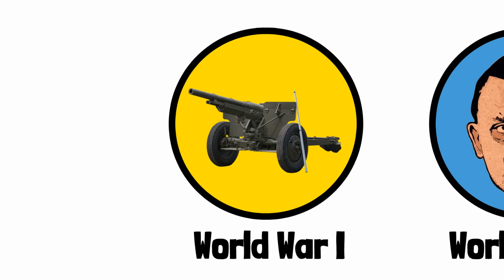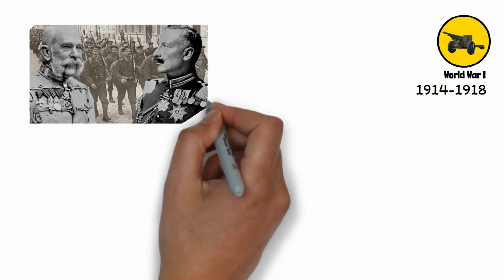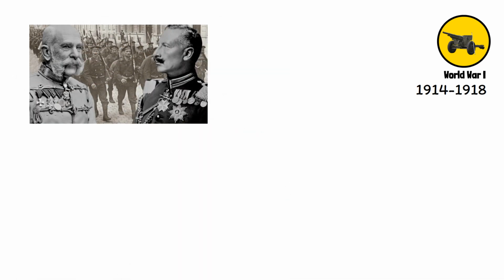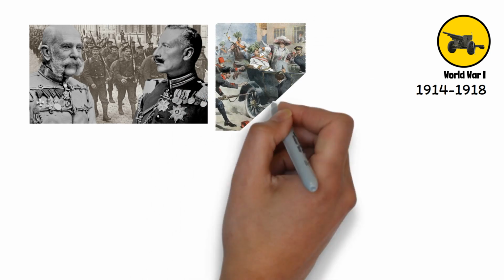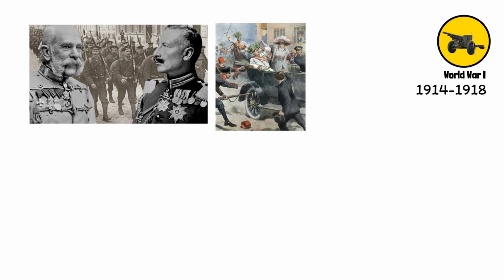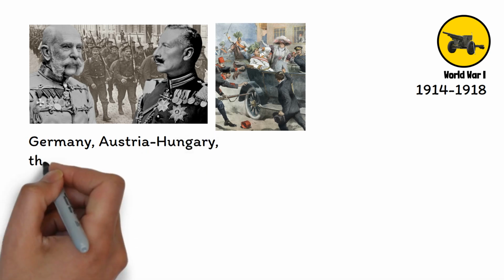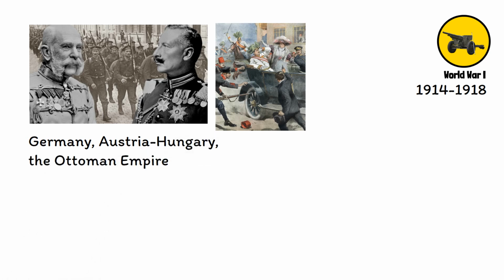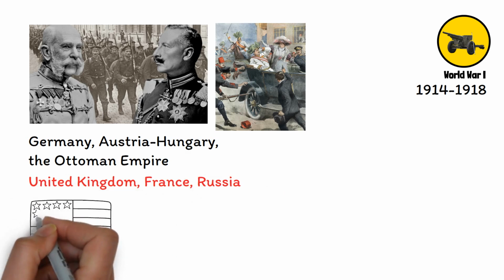1. World War I, 1914–1918. Also known as the Great War, it was a global conflict primarily centered in Europe. It started with the assassination of Archduke Franz Ferdinand of Austria-Hungary, leading to a chain of events that involved many nations. The war involved major powers such as Germany, Austria-Hungary, the Ottoman Empire, and the Allied powers, including the United Kingdom, France, Russia, and later the United States.